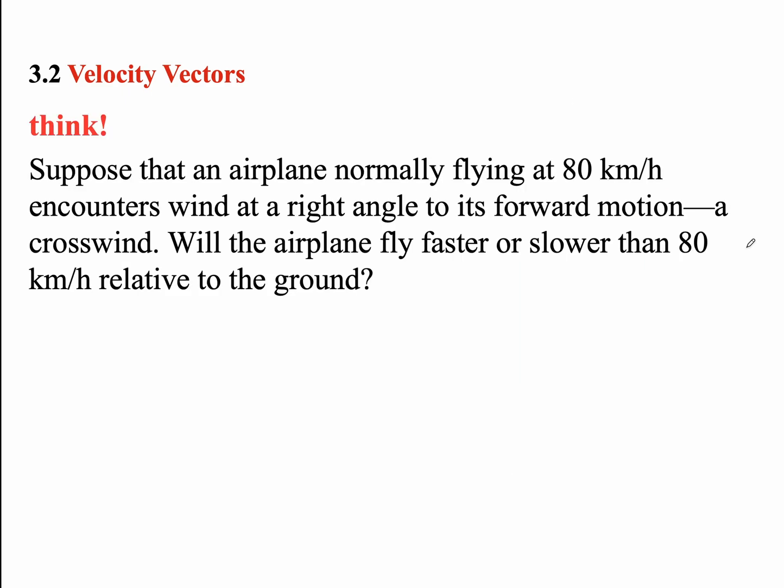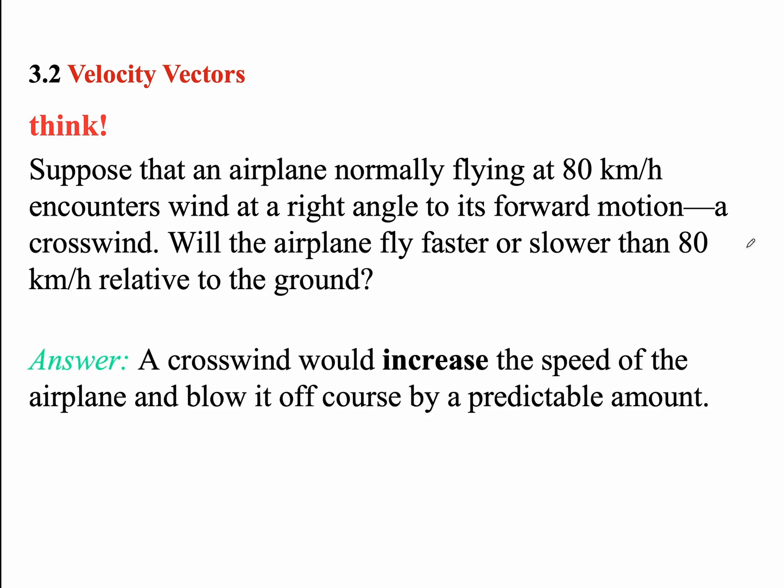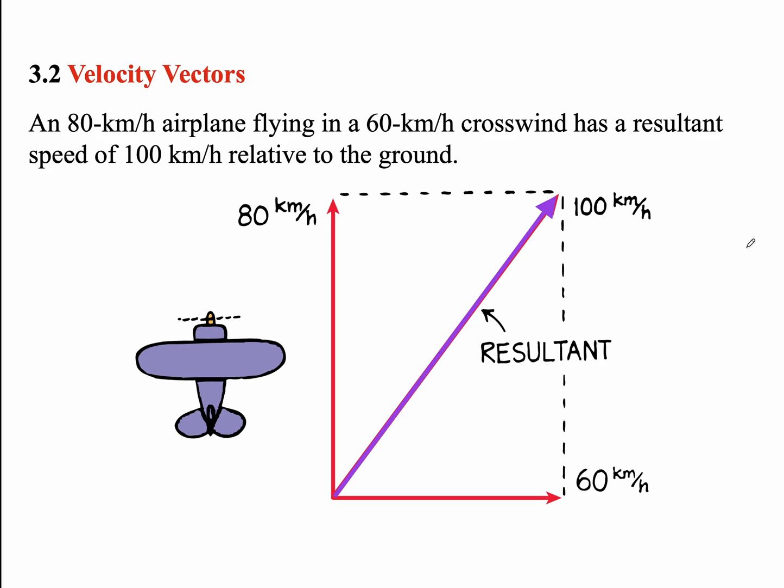So here's a quick conceptual question. We've done headwinds and tailwinds, but what if you've got a wind that's coming at a right angle? Will it make the airplane fly faster or slower than 80 kilometers per hour relative to the ground? Will it make the ground speed more or less than that? And if you haven't figured it out already, the answer is it'll increase it and blow it off course by a predictable amount. So take a look at this real quick.